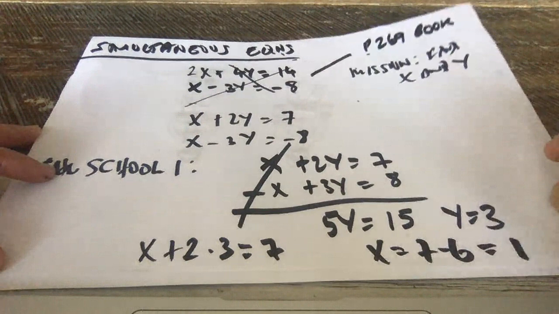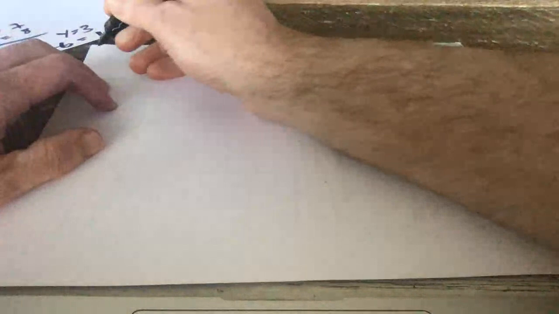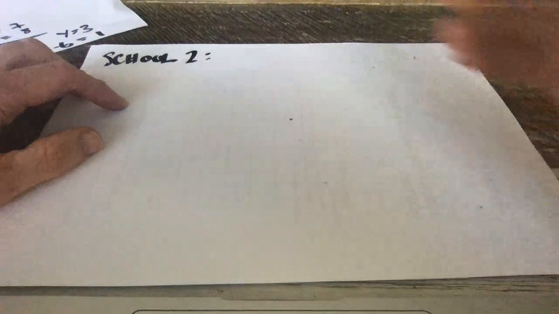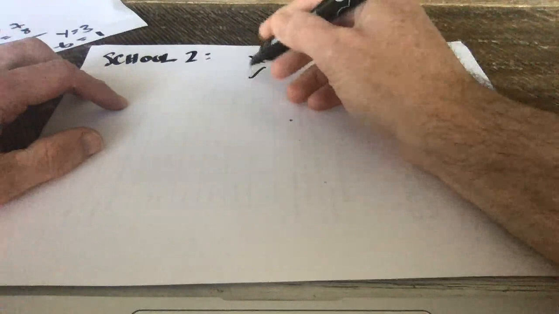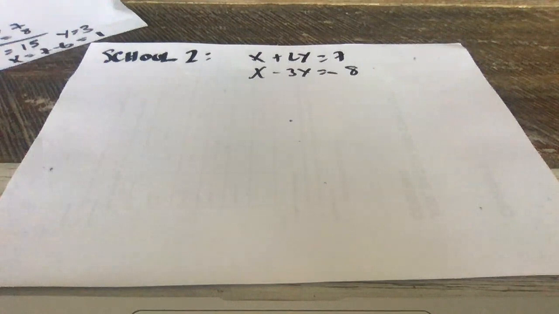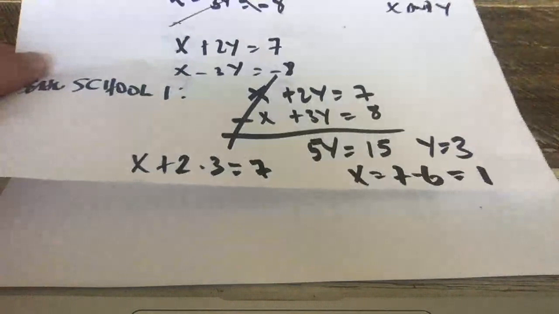But here's school two, okay? So school two is, let me write down the two equations first. x plus 2y is equal to 7, and x minus 3y is equal to minus 8. Now, this is a little bit more sophisticated, right? So you get the same answer, and maybe the first way, school one, is actually the quickest way. It's probably the most efficient way to do this, actually, to be fair to the guys who taught me.